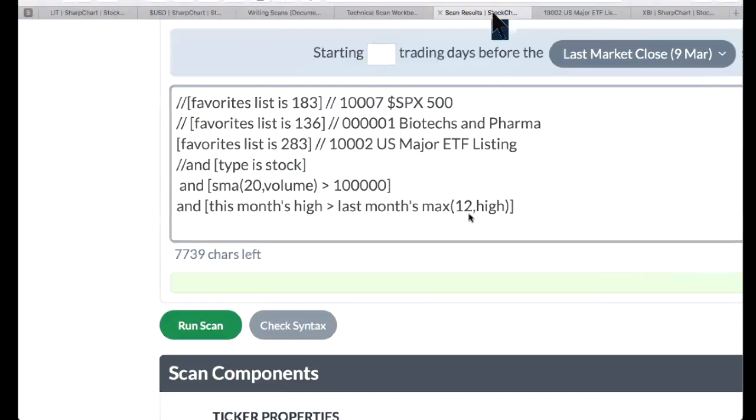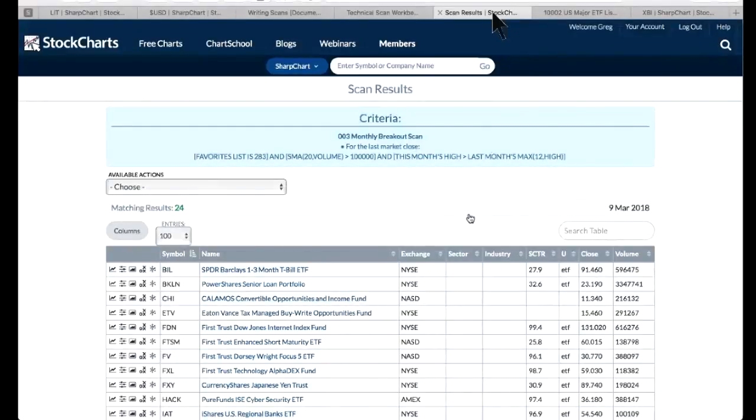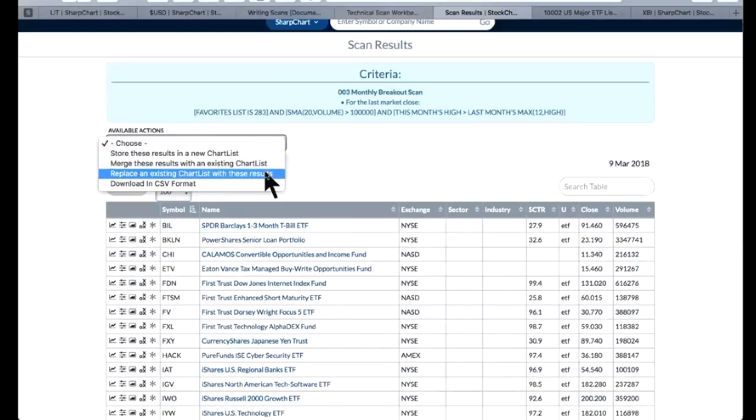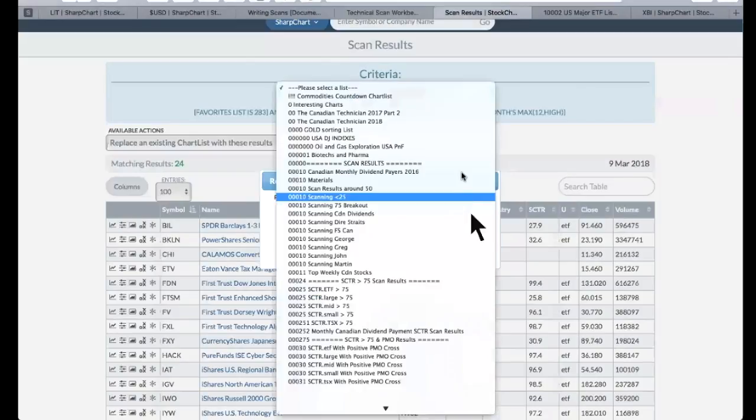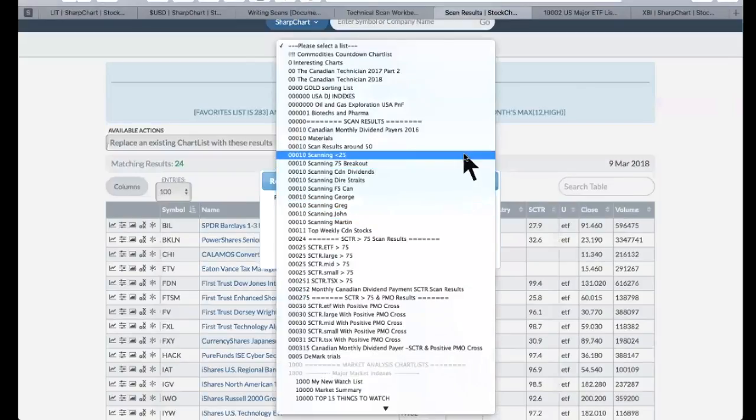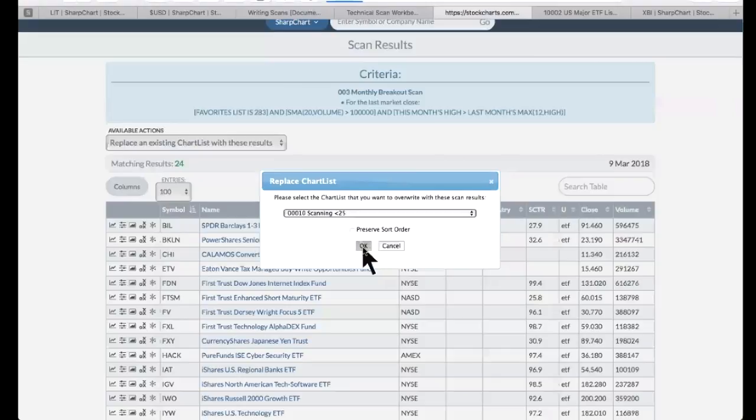Okay, so here's our scan results, and we get 24 entries. It looks like roughly the same, so that didn't kick anything out. We're going to replace an existing chart list, and I have a list of 10 scans that I dump stuff into, so it doesn't really matter what the name is. I just want to remember what it is. I've made a whole bunch of funny names. You can make them whatever you want, just find a name that you can remember. Anyway, I'm going to put these into scanning below 25. Not that that's what we've done, but we're just going to put them in there.